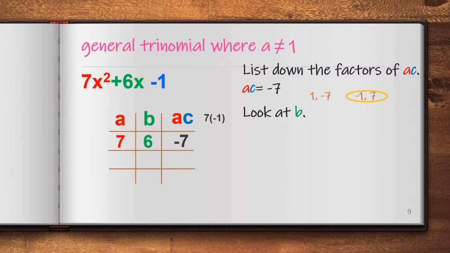Then, anong gagawin natin dyan kay negative 1 at 7? Ilalagay natin sila sa bottom part under AC. Kahit anong mauna dyan. So, inuna ko lang yung negative 1, then sa baba yung 7. Then, we will find the GCF or the greatest common factor of A and the number you wrote on the bottom part of column AC. So, ang greatest common factor ng 7 and 7 ay 7.